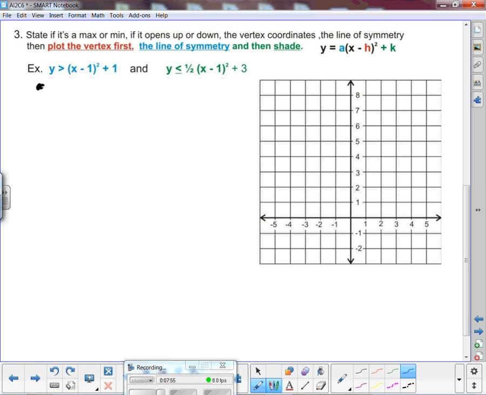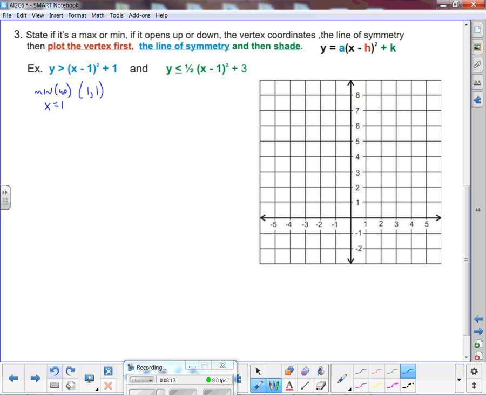All right, wonderful. It is a min. And does a min open up or down? Hopefully you remember it opens up. What are the vertex coordinates? 1, 1. Therefore, what is the line of symmetry? X equals 1. Remember, this is how you start, and this is how you graph.